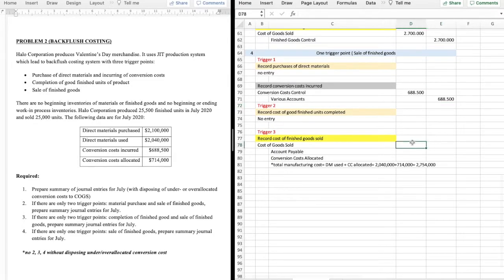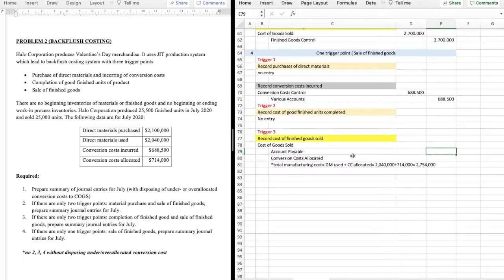And moving on to the third trigger, that is to record the cost of finished goods sold. So we have cost of goods sold here in the debit side, and in the credit side we have accounts payable and conversion cost. Actually, the explanation for this account is the same as the previous one. Why do we have accounts payable here? Because prior to this trigger point, we have not recorded the direct materials yet. That is why we recorded it as accounts payable here.